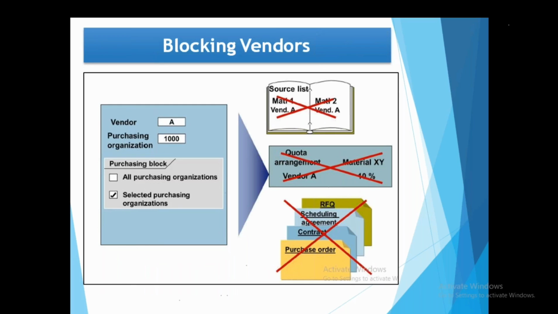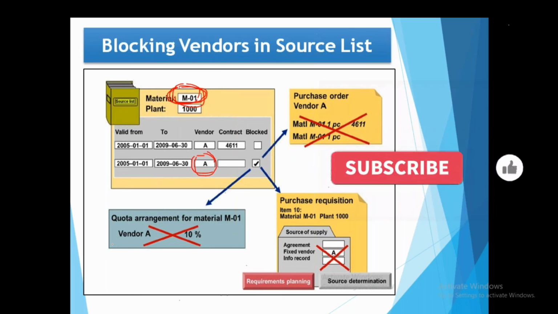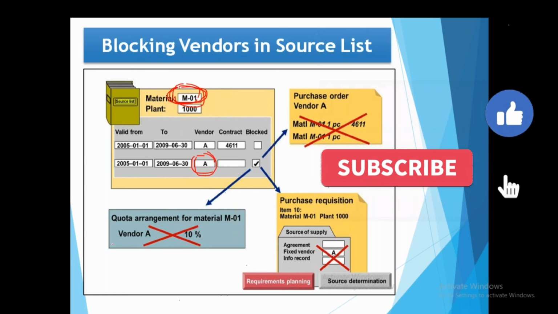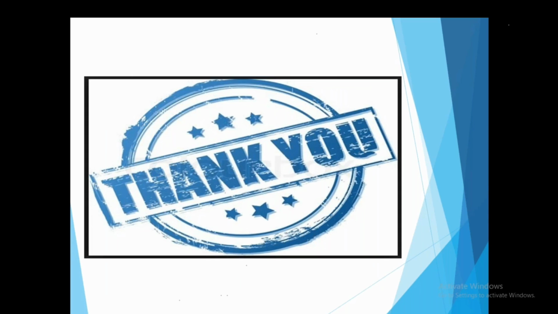So what I am trying to refer to here is you can block a vendor totally, or you can block a vendor at the source list level for a particular material. That means here this vendor is blocked for this material. Okay. So that is how the blocking of vendors works in the source list.